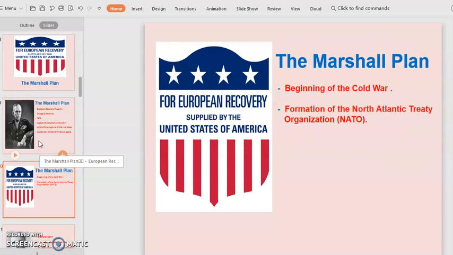Implementation of the Marshall Plan has been cited as the beginning of the Cold War between the United States and its European allies and the Soviet Union, which had effectively taken control of much of Central and Eastern Europe and established its satellite republics as communist nations. The Marshall Plan is also considered a key catalyst for the formation of the North Atlantic Treaty Organization (NATO), a military alliance between North American and European countries established in 1949.